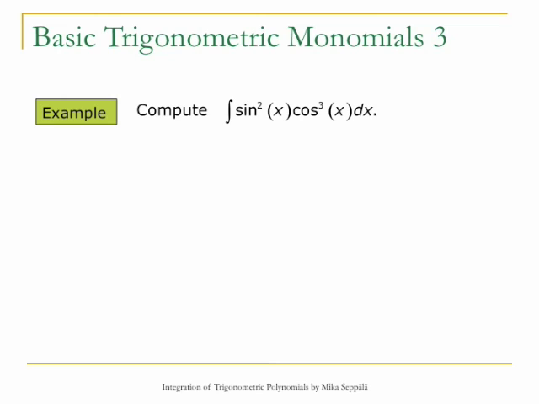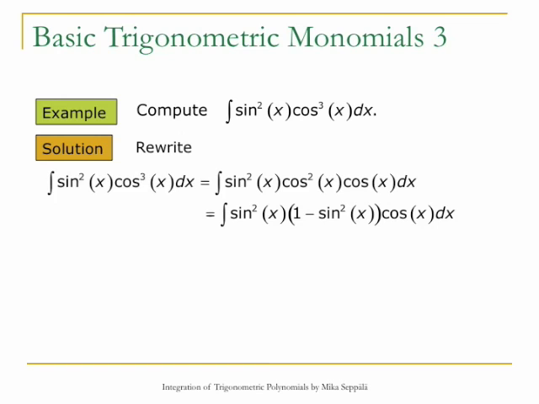An example of this is the computation of the integral of sine squared of x times cosine cubed of x dx. Now the power of cosine is odd. And following the method shown just a moment ago, we rewrite sine squared times cosine cubed in the form sine squared times cosine squared times cosine of x. And then we apply the formula cosine squared equals 1 minus sine squared, and we observe that the integral of sine squared of x times cosine cubed of x dx is simply the integral of sine squared of x times 1 minus sine squared of x, and that multiplied by cosine of x dx.